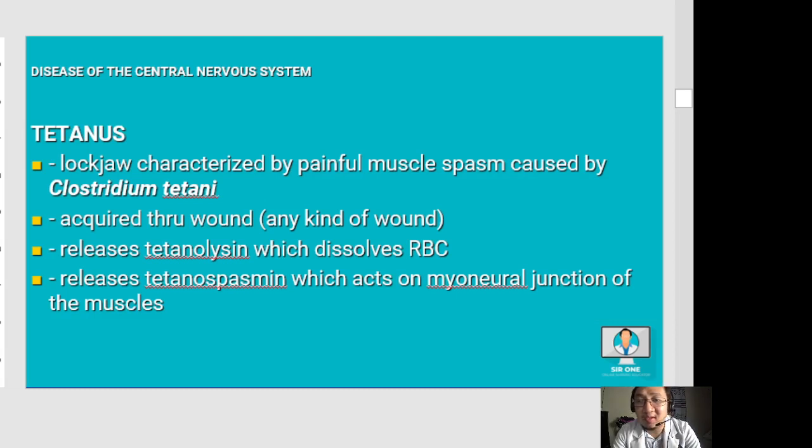And the Clostridium tetani produces toxins. In references, there are two toxins commonly mentioned. One is tetanolysin and the other one is tetanospasmin. Tetanolysin is the one causing the dissolution of red blood cells, and the other one is the one that causes spasms. And this bacteria has spores, and again they are introduced into the wound usually by contaminated soils, as written in different references.